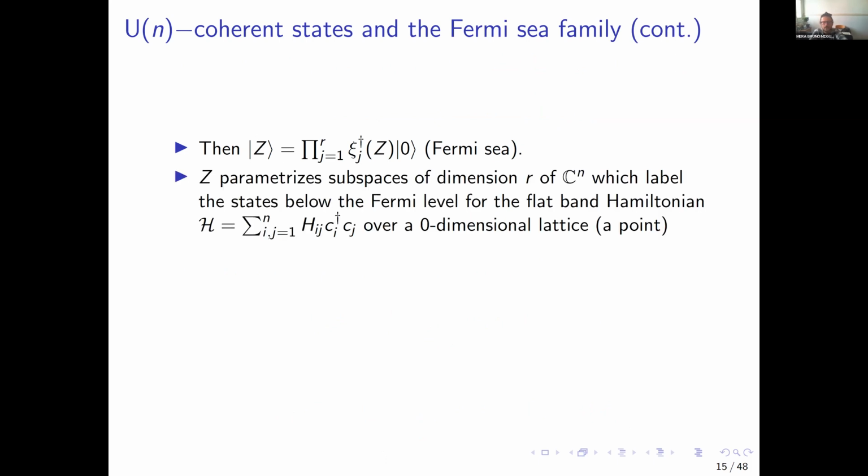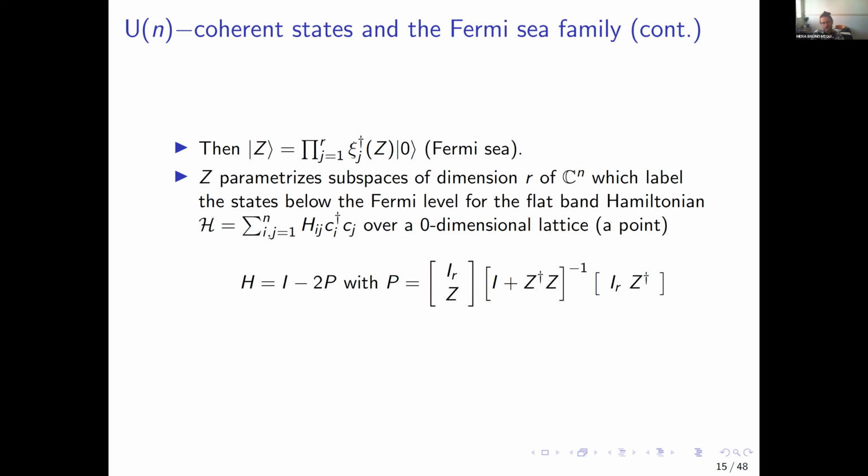So this matrix Z essentially parameterizes subspaces of dimension R in C^N. It has to do with these R modes that I'm generating. And they label the states below the Fermi level of a flat band Hamiltonian, which I write like this, over a zero-dimensional lattice. So essentially it's a blob, a lattice without structure, so a point. And this matrix H_ij is a flat band Hamiltonian that you construct out of the projector, which is built of the matrix Z.